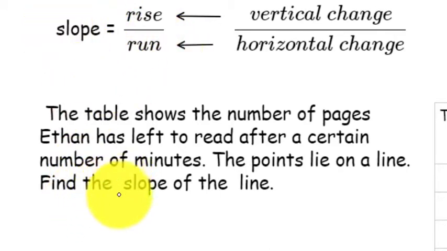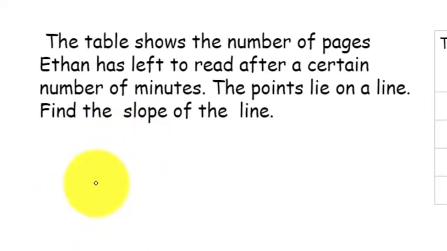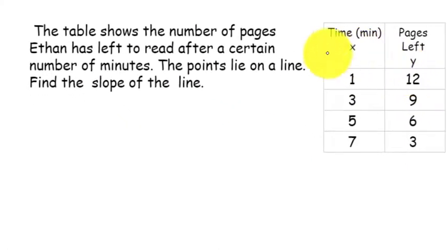Okay, let's take a look at this problem right here. The table shows the number of pages Ethan has left to read after a certain number of minutes. The points lie on a line. Find the slope of the line. If we look at the table here, we notice that after 1 minute of reading, he still had 12 pages left to read. After 3 minutes of reading, he had 9 pages left to read. After 5 minutes of reading, he had 6 pages left to read, and so forth.